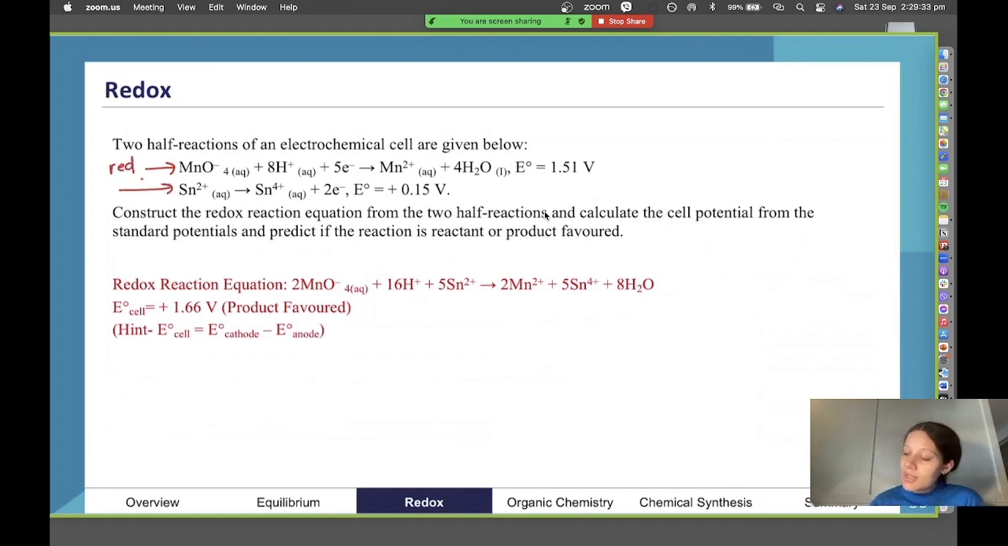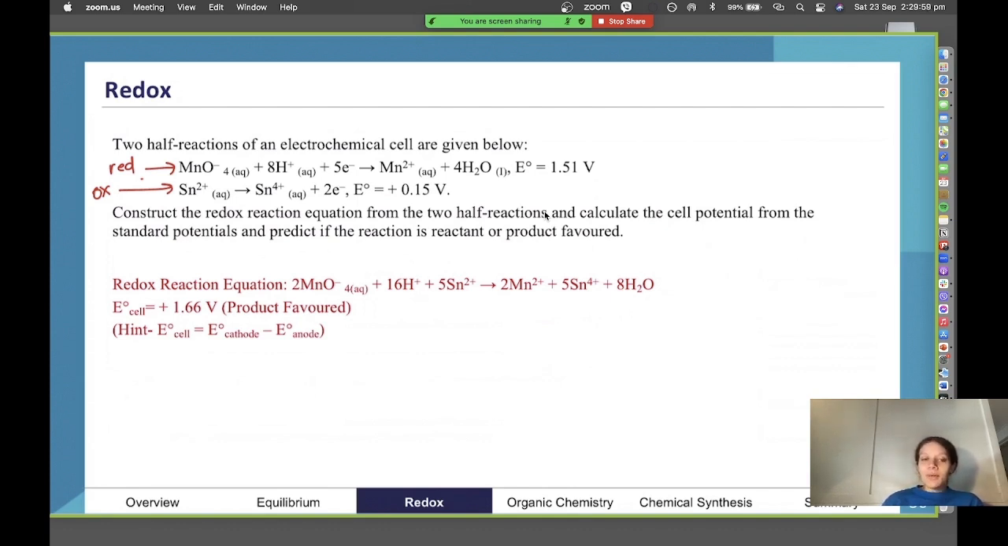And the one on the bottom there is our oxidation because we're losing electrons. So then we can calculate our E cell value accordingly. For the redox reaction equation, we combine them and balance by making sure we balance out our electrons. So we'll multiply the top equation by 2, multiply the bottom equation by 5, and then combine them. So in a way, they've already given us those balanced half reactions.